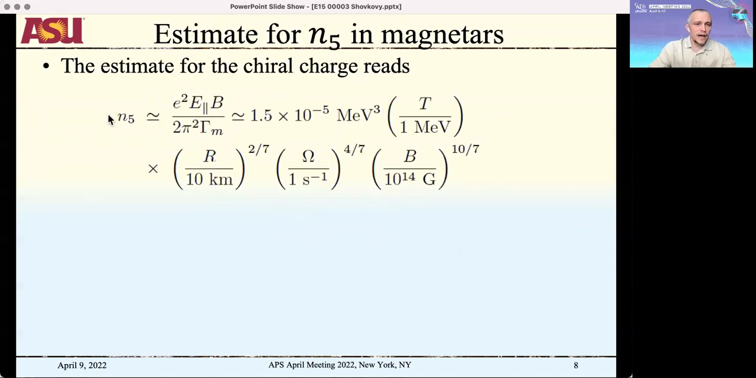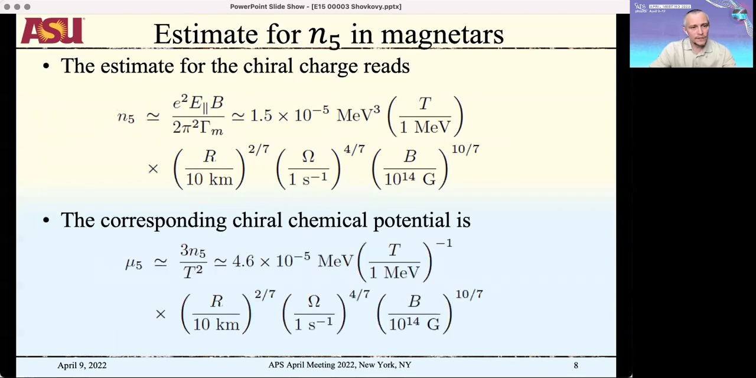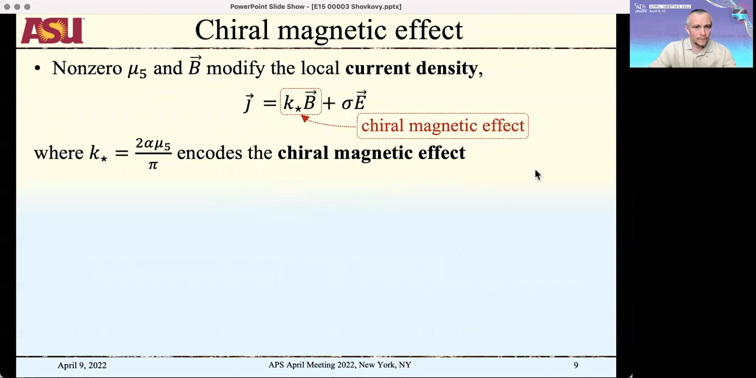That implies that we can estimate the value of the chiral charge in the gap regions relatively easily by using the estimates for the parallel electric field and the known rates for the chirality flipping in the relativistic electron-positron plasma. We can also use that result to estimate the value of the chiral chemical potential, which is very important for the next consideration.